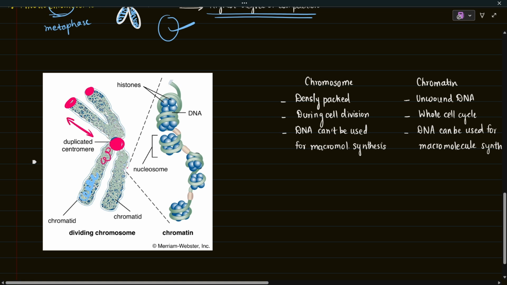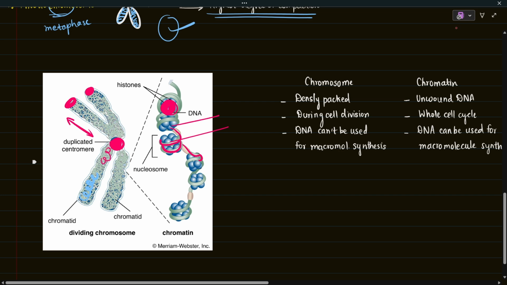In this chromosome, when you zoom in, you can see the DNA wrapped around the histones. So this is histone octamer. This is histone octamer. This is histone octamer. This is histone octamer. Around it, you can see how nicely DNA is wrapped. Okay, so the DNA is wrapped around the histones like this.